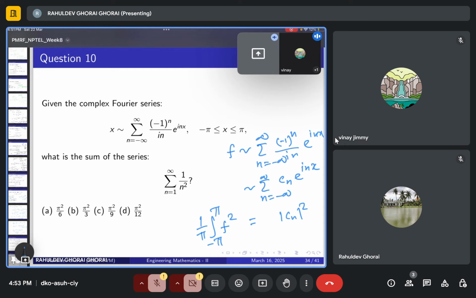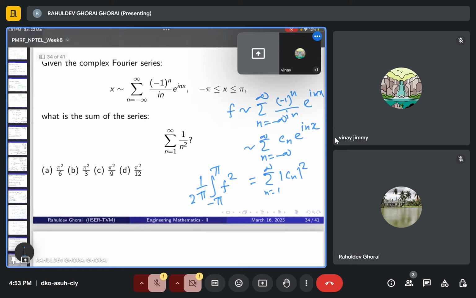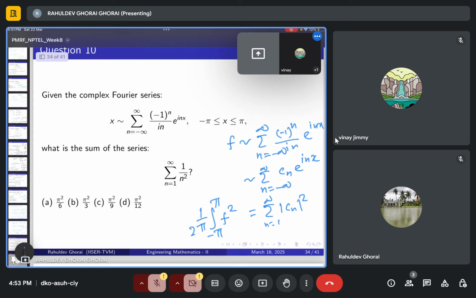Sorry, the sum is over n equal to... Because if you take n equal to 1 to infinity, then 2 pi also will come, because the minus infinity side also gives twice, so that's why. You understand? It was like before, what we did.